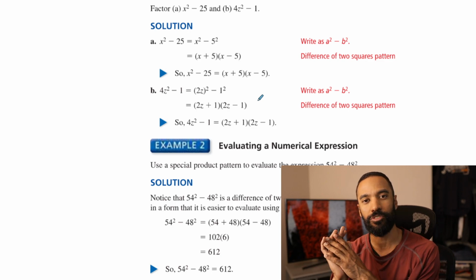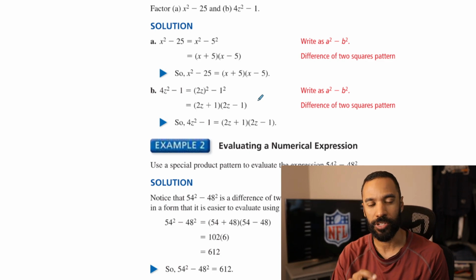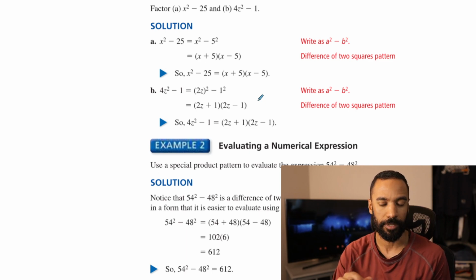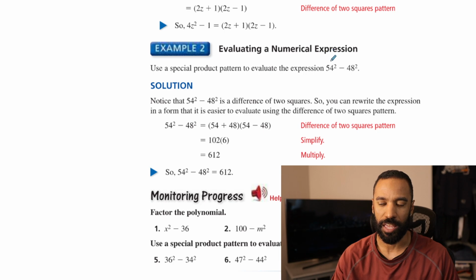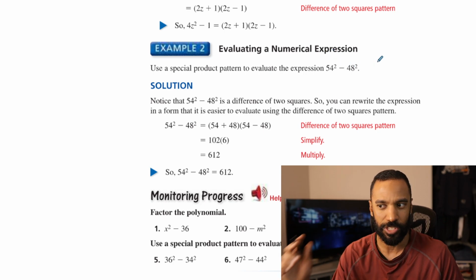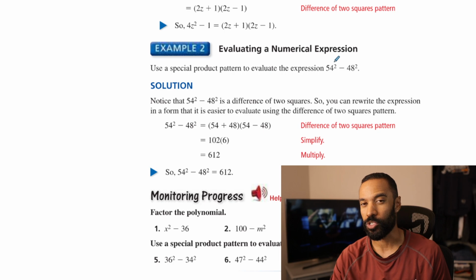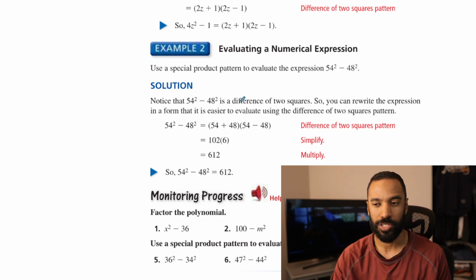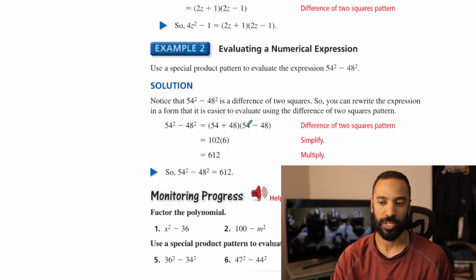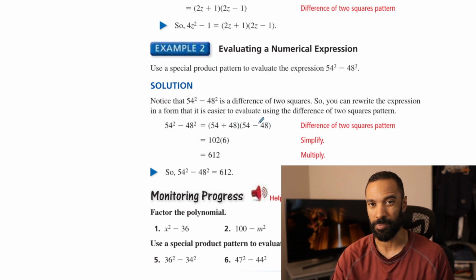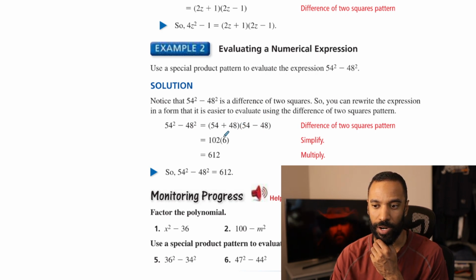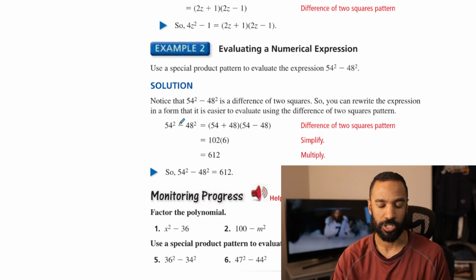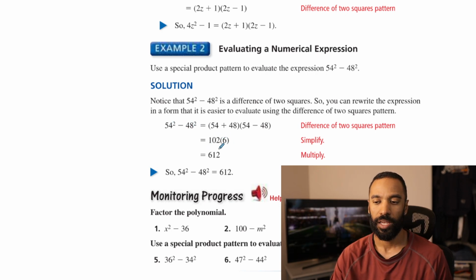So again, the goal is you have to recognize that you have perfect squares in existence for that to actually happen. So they have some examples of evaluating a numerical expression. If you have 54 squared minus 48 squared, instead of figuring out what 54 squared is and what 48 squared is, you can rewrite it as 54 plus 48 times 54 minus 48. And what's nice about this is the 54 minus 48 becomes something small, relatively. It depends on what we're talking about there. So you have 102 times 6, and maybe that's an easier calculation to do than to square two large numbers and then to subtract them.